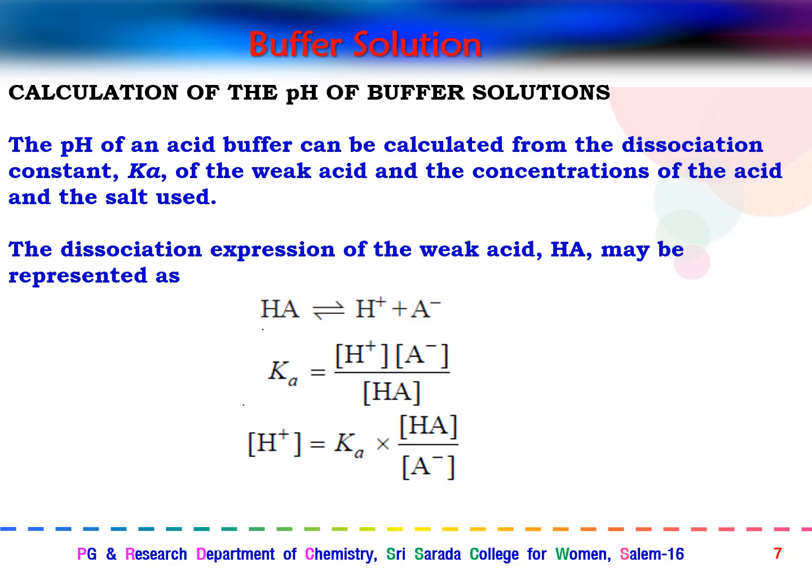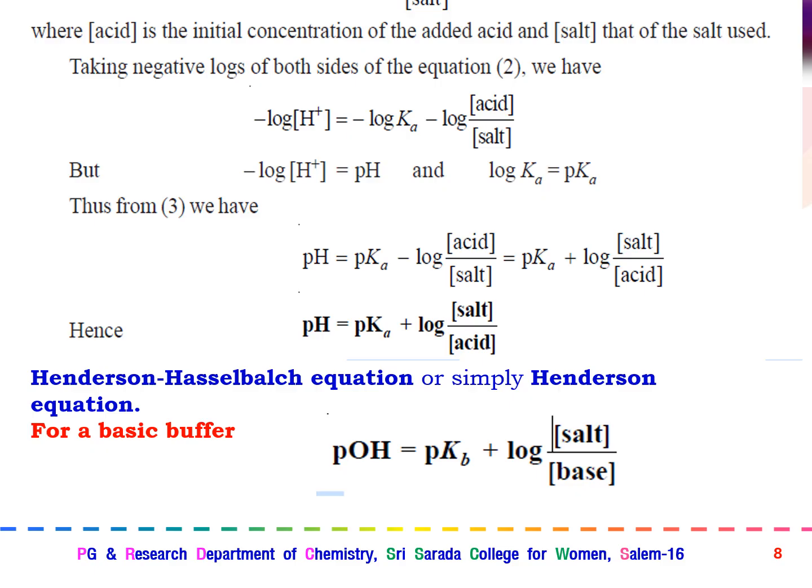Here we are bringing this H+ to the left side. So H+ is equal to Ka into the concentration of HA divided by the concentration of A-, where the concentration of the acid is the initial concentration of the added acid and the concentration of the salt is that of the salt used. Here we are taking the negative logarithm of both sides of the above equation. We have minus log of H+ is equal to minus log of Ka minus log of the concentration of the acid divided by the concentration of the salt.